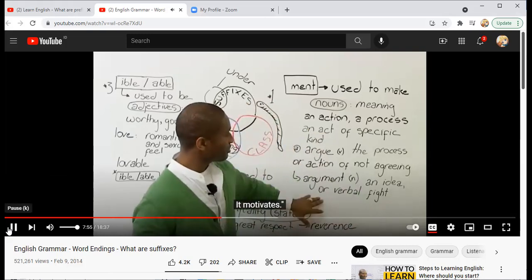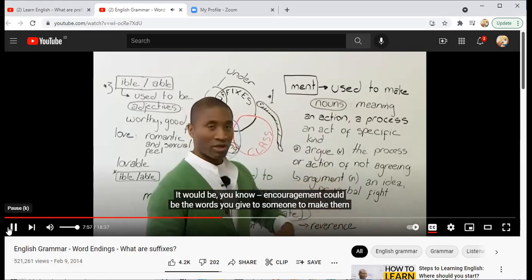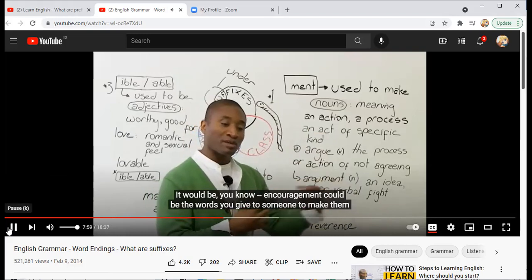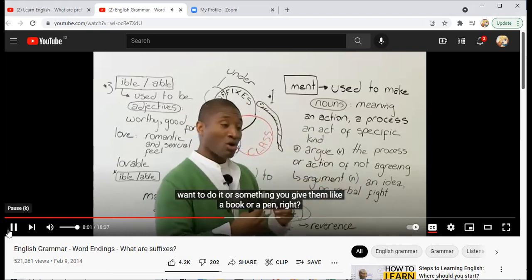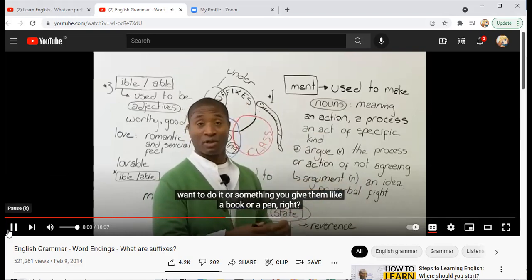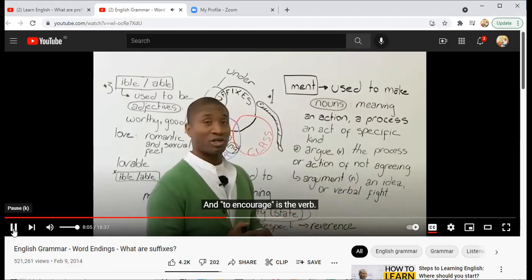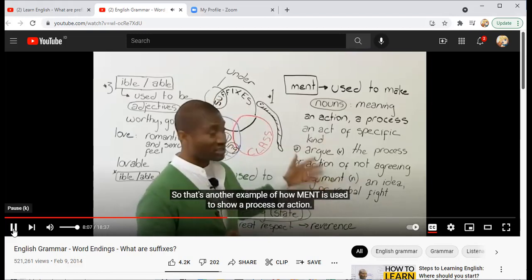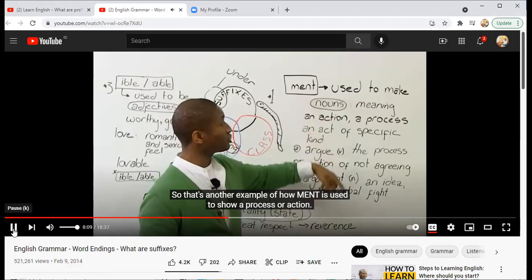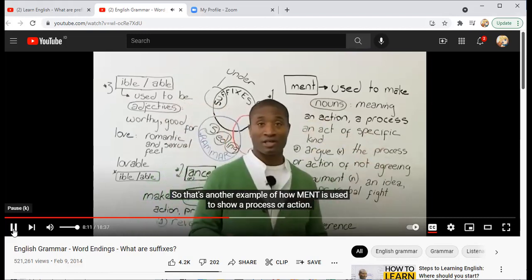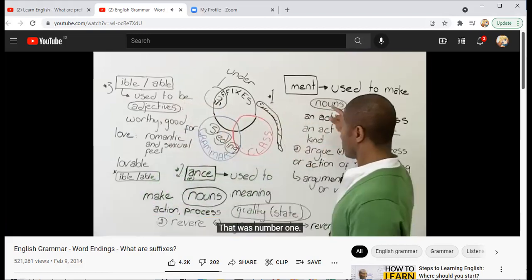So an encouragement would be similar, but encouragement could be the words you give to someone to make them want to do it, or something you give them, like a book or a pen, right? And to encourage is the word. So that's another example of how "ment" is used to show a process or action. That was number one. Let's go down.